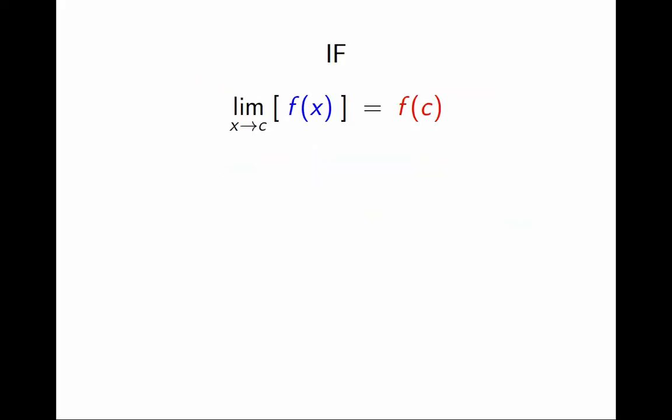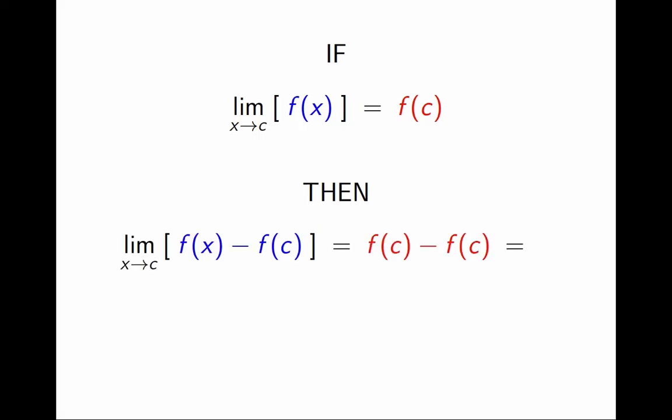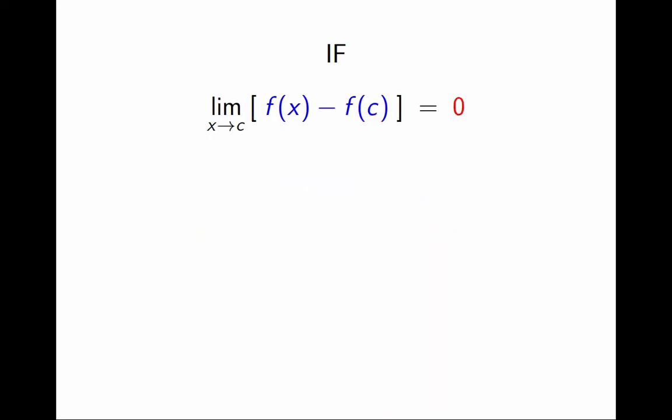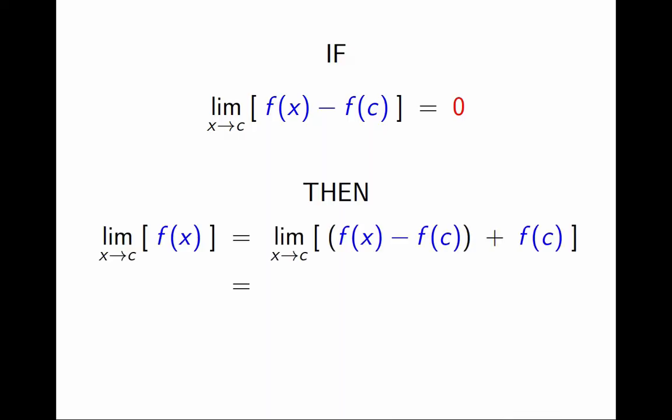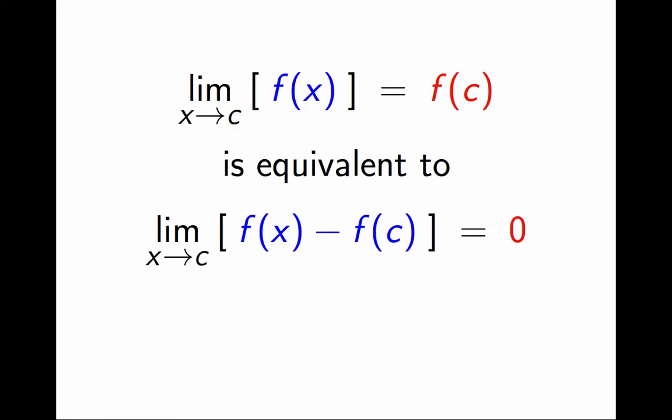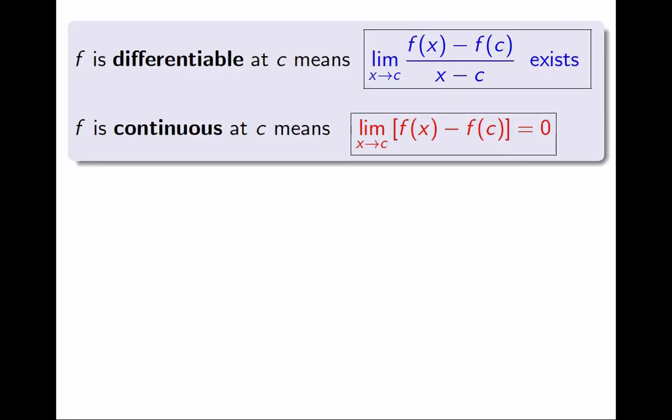If the limit of f(x) is f(c), then the limit of f(x) - f(c) will be f(c) - f(c), which is 0. And reciprocally, if the limit of f(x) - f(c) is 0, then we can write f(x) as f(x) - f(c) plus f(c). The first piece has limit 0, the second piece has limit f(c), and they add up to f(c). So the two conditions are equivalent. I will keep the second condition rather than the first.